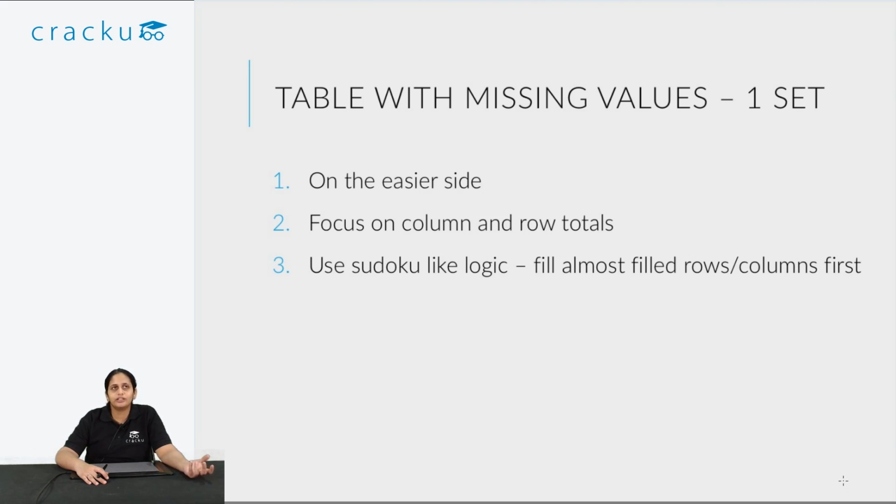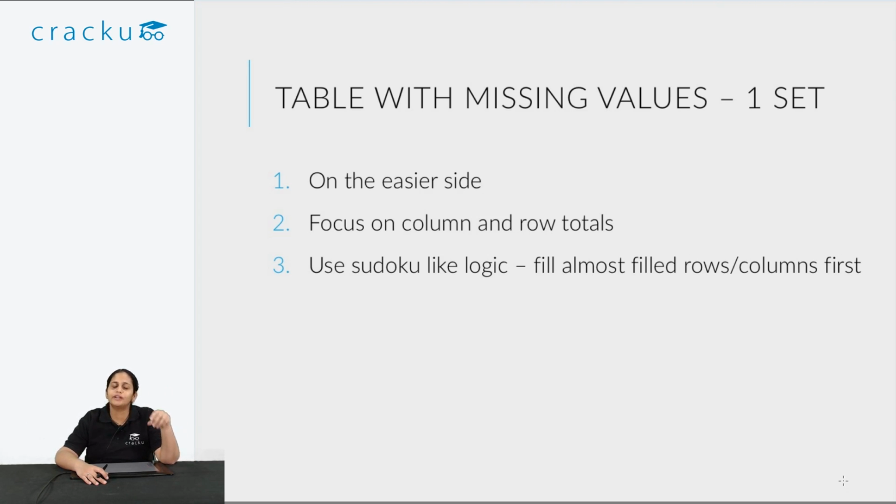So what is Sudoku-like logic? Whenever you are filling the rows or columns in Sudoku, how do you fill them? Whenever you see that a row is almost filled, you focus on that row because it's easier to infer the missing entries. If out of 9 cells, 7 cells are filled and only 2 are empty, it's easier to fill those 2 cells than, for example, in a row where only 3 cells are filled and 6 cells are empty. So always use this whenever you see a table with missing values.